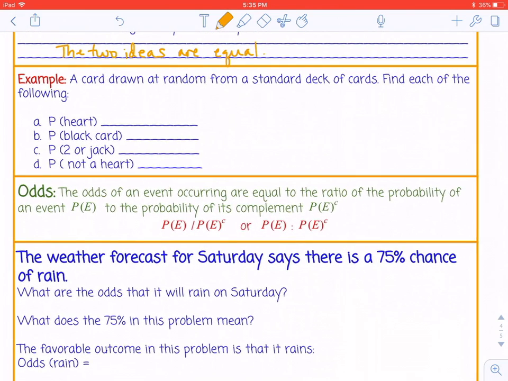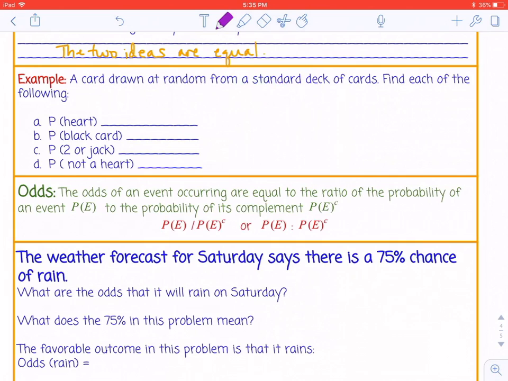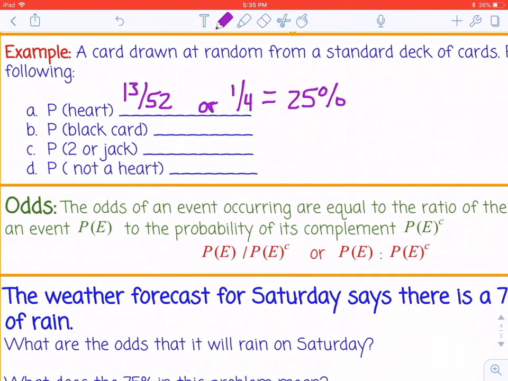Okay, let's look at another example, this time dealing with a deck of cards. So a standard deck of cards, the probability of drawing a heart would be 13 out of 52, or 1/4 of our deck of cards are hearts, which is 25%. So whichever way they wanted you to write it, you could write it. The probability of a black card would be 26 out of 52, because half of our deck of cards is black and half is red.